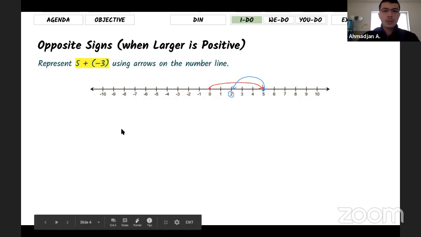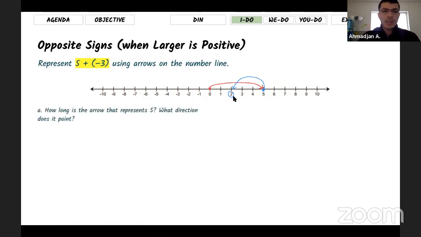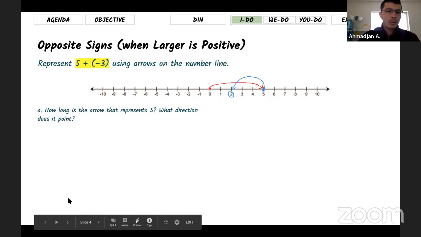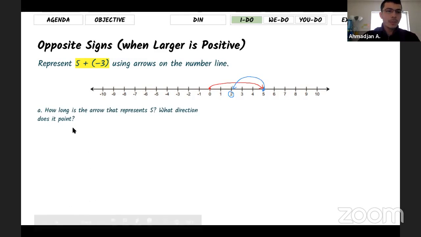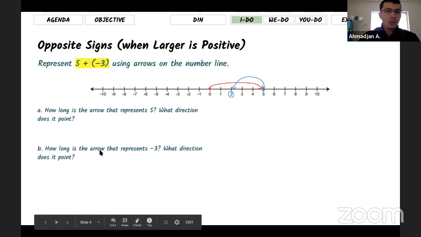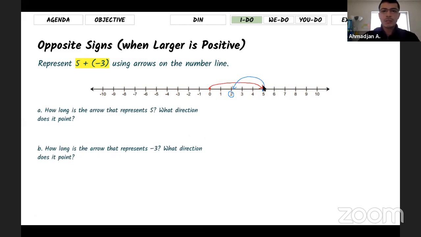Let's talk about the questions now. How long is the arrow that represents 5? I'm going to go faster this time. The arrow for 5, the red arrow, is going to the right, and it's 5 units. And the arrow that represents -3, in which direction? The arrow for 3 is the blue arrow, and it's going to the left, and it's 3 units. The length of the arrow is 3 blocks.